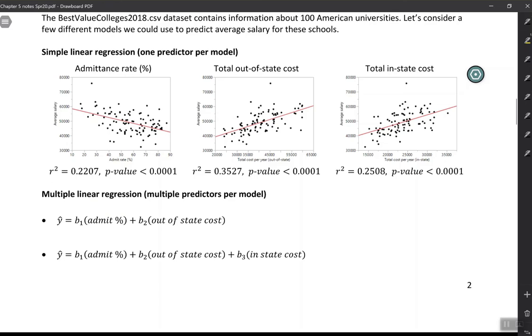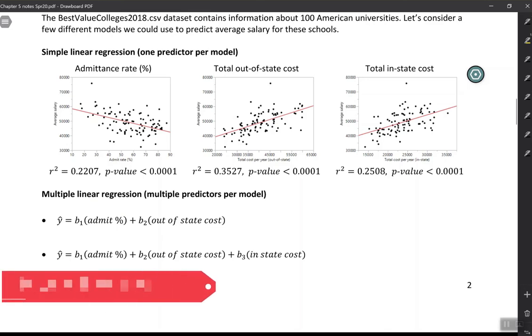Total out-of-state cost explains 35% of the variability, and total in-state cost explains 25%. So you can see all of these are significant, which means it's very unlikely that these were due to chance alone. Okay, so what would happen if we put these together into a multiple regression model? So I'm going to take admittance percentage and out-of-state cost and use both of those as predictors of average salary.